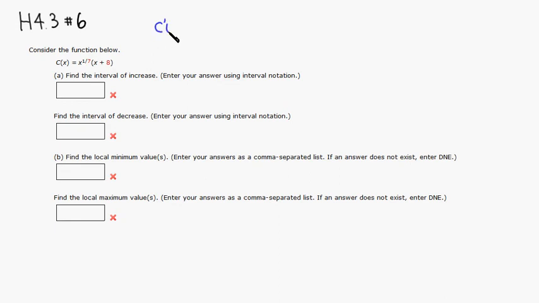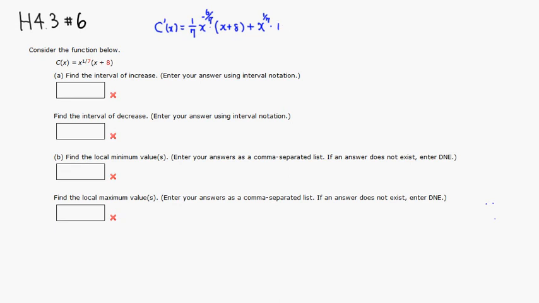C prime of x is equal to, so I'm using the product rule, the derivative of the first guy, 1 over 7 x, and subtract 1 from the power, so it's negative 6/7, times the second guy, which is x plus 8, plus the first guy, x to the 1/7, and then multiply by the derivative of x plus 8, which is just 1.